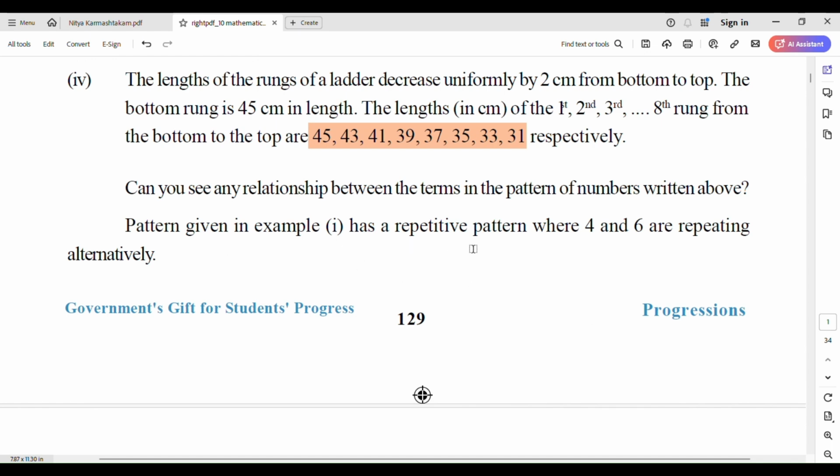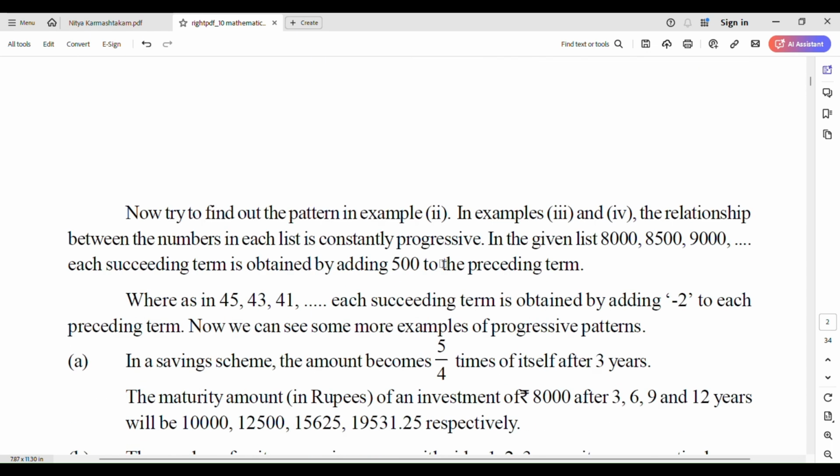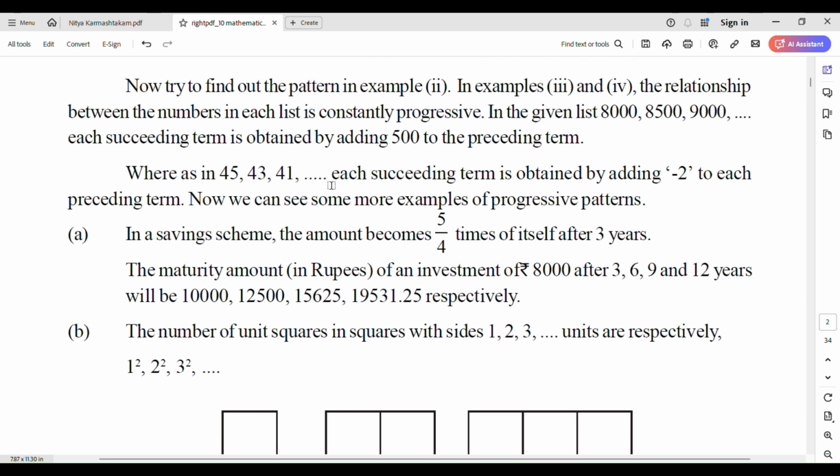In the pattern, 1, 4 and 6 are repeating. That's what we discussed, right? Similarly, other things we discussed. Salary, yeah, there is a 500 increment to the preceding year. And then there is a 2 less from the preceding number here. Minus 2 is, if you subtract 2 basically, or add minus 2.